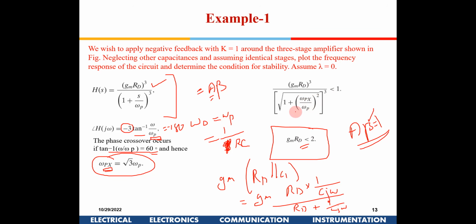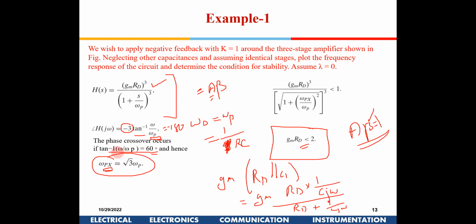Sir, I'm so sorry. That minus 3 into 60, you said it is minus 180. Then how do we reach root 3 into omega p? This is a tan inverse of omega. What is tan inverse 60? So here, in the place of tan inverse omega by omega p, we are substituting 60, then it will come minus 3 into 60 is minus 180, what you said.